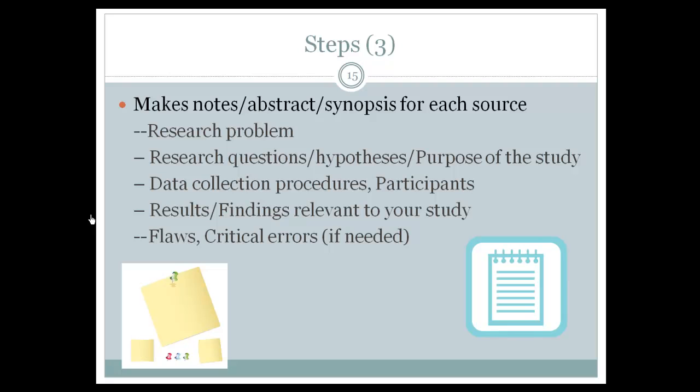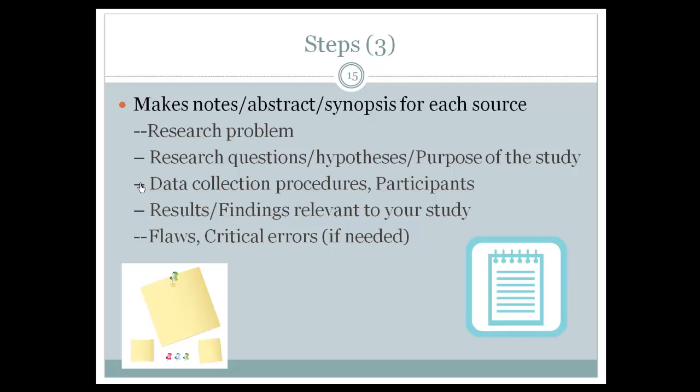As far as going through the articles, it's a good idea to make some notes on them, whether in a Word file, or on paper, or however you choose to work. I would suggest you make some notes, some kind of summary, and some important information for each article. You can say what the research problem was that they were looking at, what the purpose of the study was, or what hypothesis they were trying to figure out.